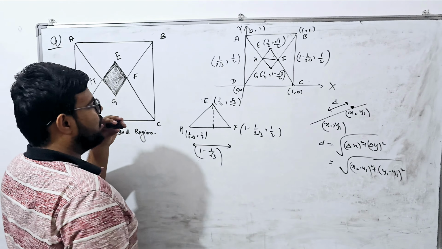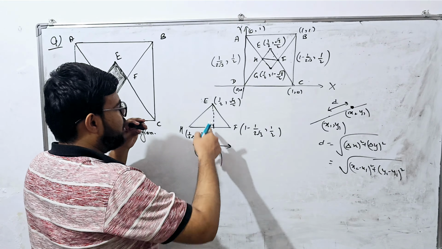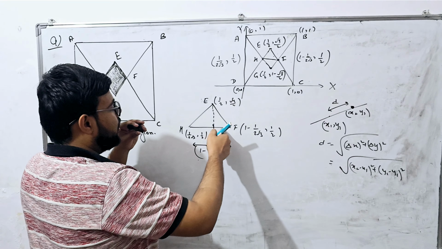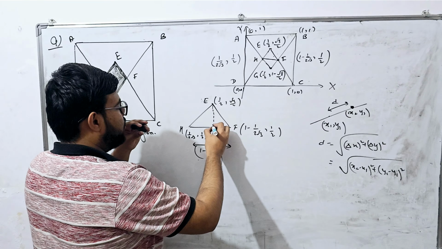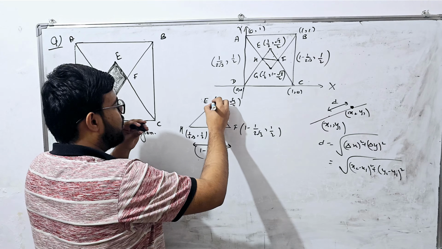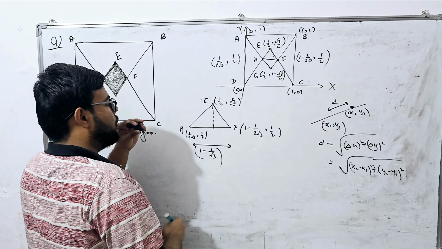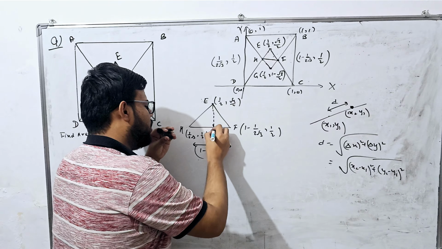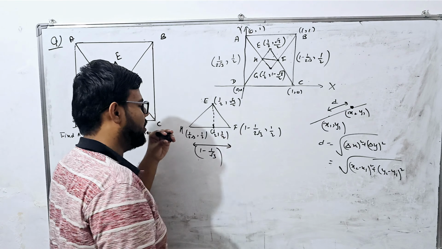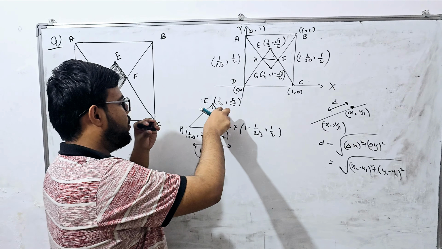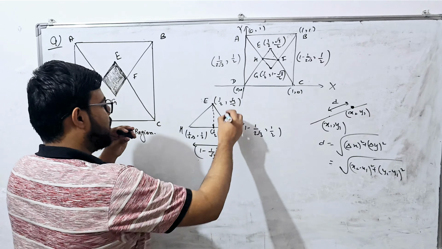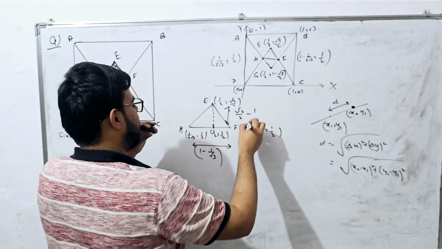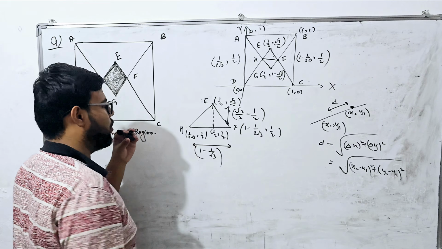So what is the vertical length? At this point, the vertical length is what? It is 1 by 2, right? So this is 1 by 2, and this is what? This is root 3 by 2. So we are calculating the vertical length, and since x is constant, the coordinate is basically 1 by 2 comma 1 by 2, right? And this is 1 by 2 comma root 3 by 2. So its length will be what? It will be root 3 by 2 minus 1 by 2, correct?